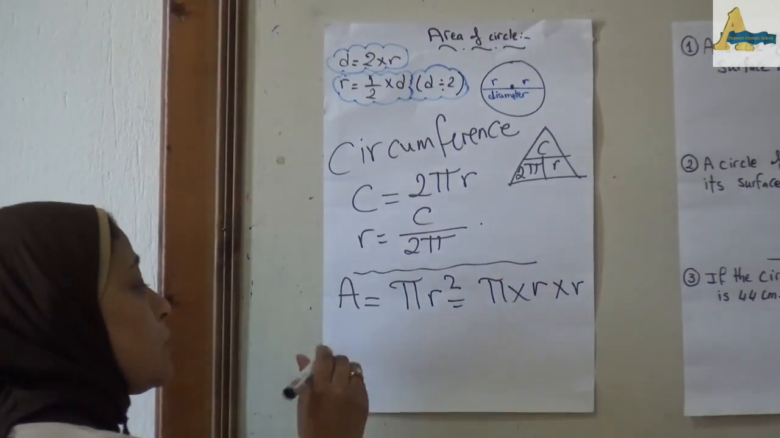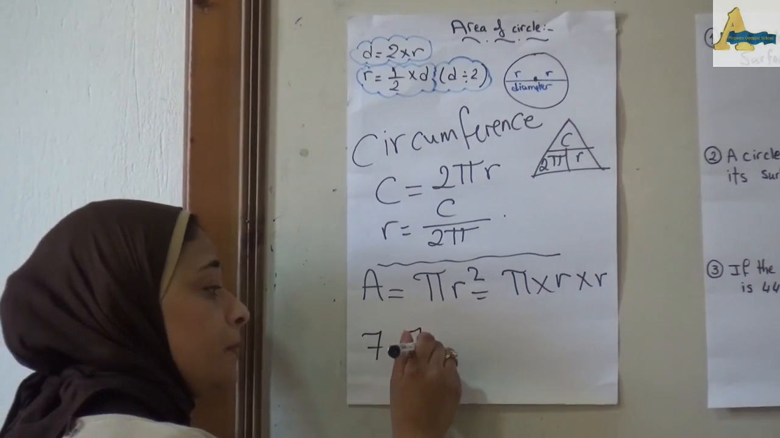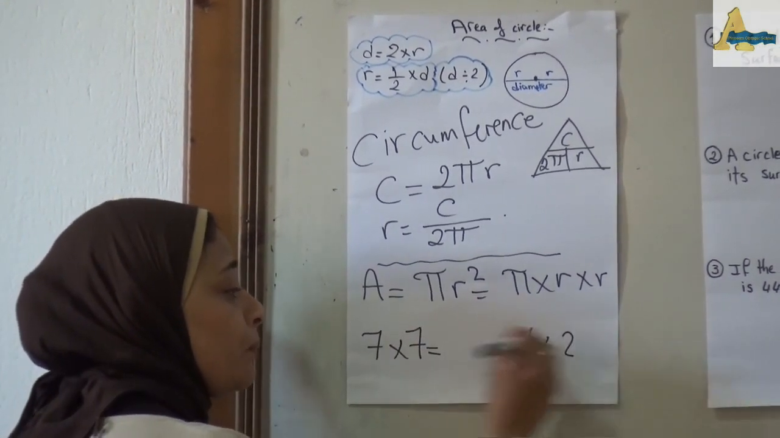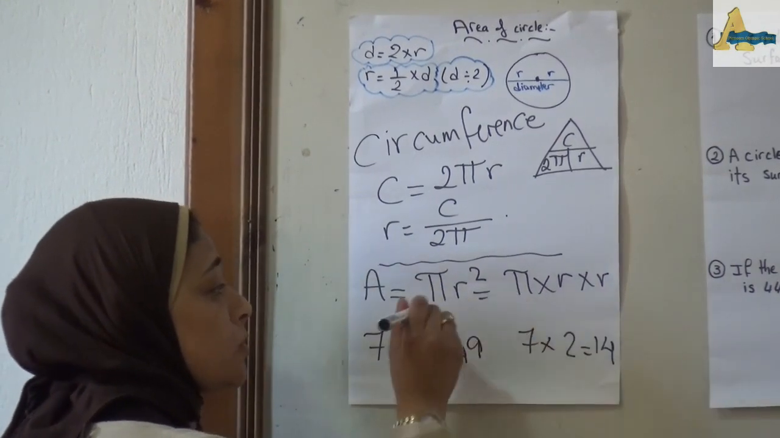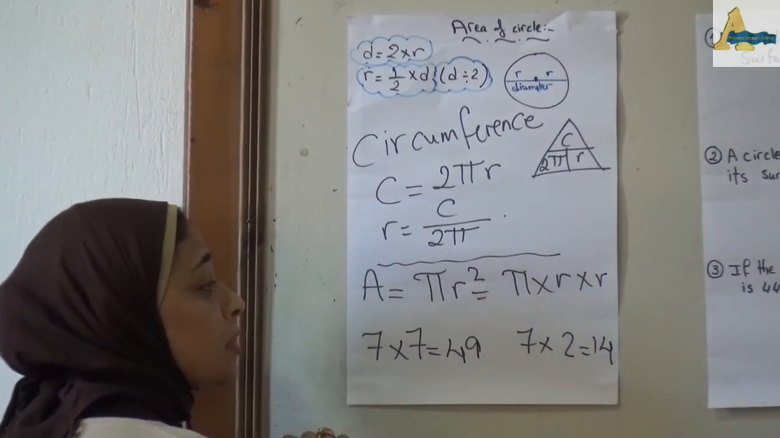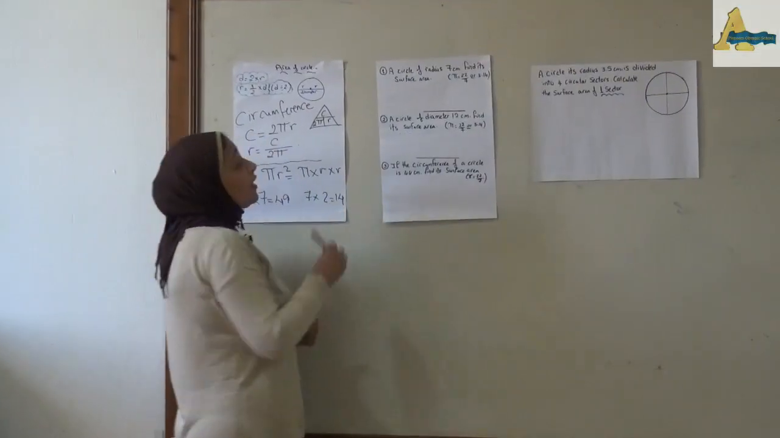It's completely different to say 7 times 7 and 7 times 2. 7 times 7 is 49, but 7 times 2 is 14. So r square means r times r. Here we have some problems.